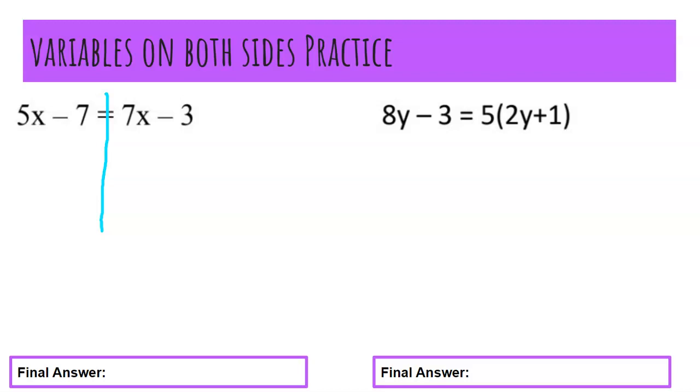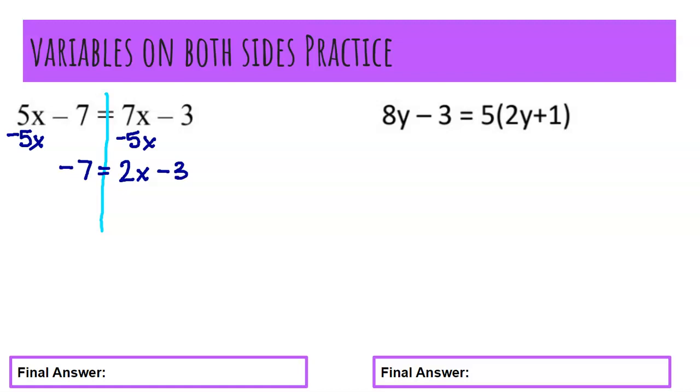So I'm going to move the smaller number, the 5x. I'm going to do the opposite. This is a positive 5x, so I'm going to subtract it on both sides. Now when I do that, these two will cancel each other out, and I'll be left with negative 7 on the left side. I have 7x minus 5x, together that is 2x. And bring down the minus 3, because again I didn't change it.